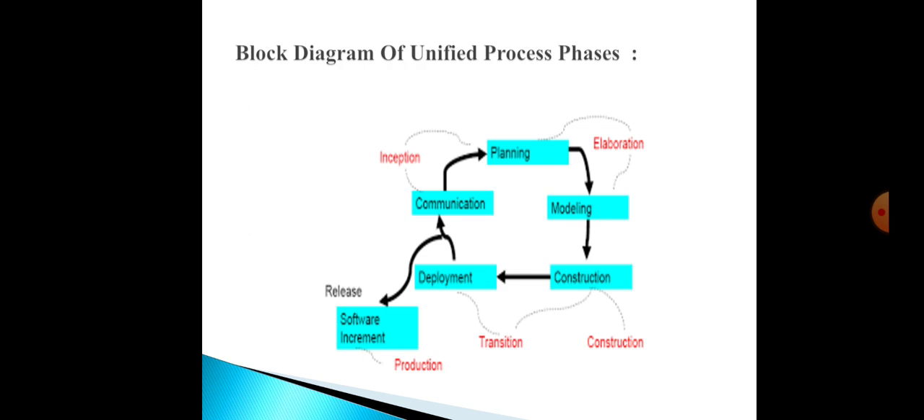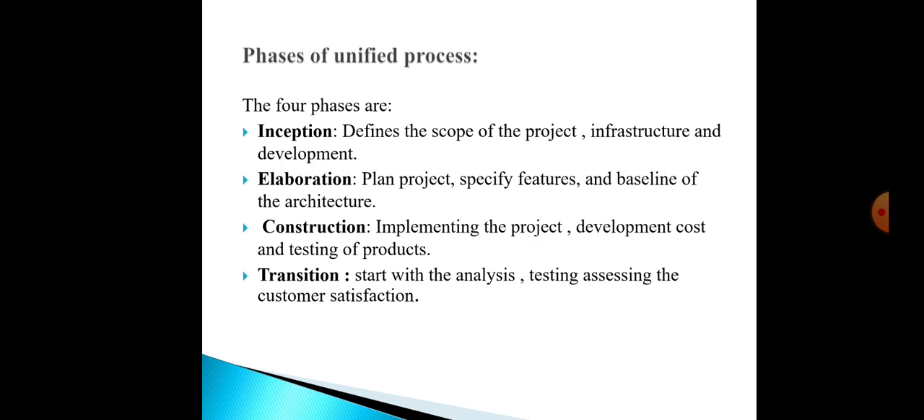The block diagram of unified process. There are five phases in this block diagram: planning, communication, modeling, deployment, and construction, which are mainly focused on four phases. The four phases are inception. This will gather the information or the problem statement which defines the scope of the project, infrastructure, and the development.